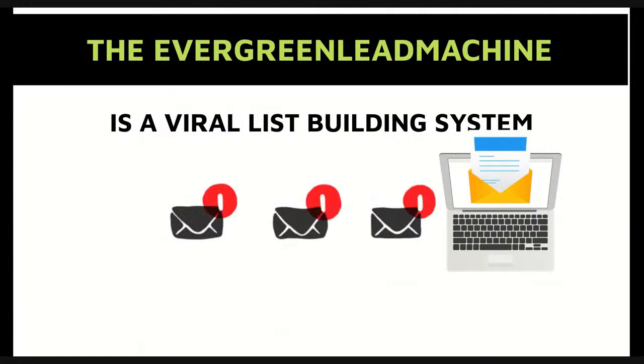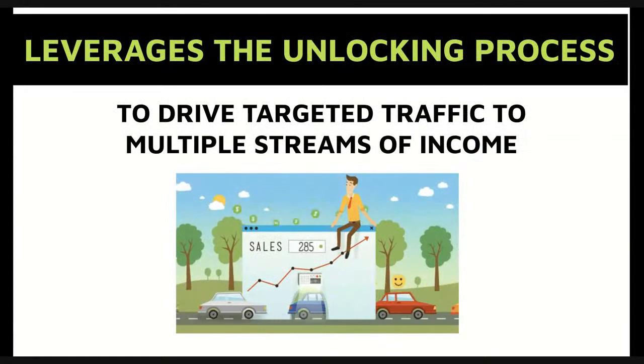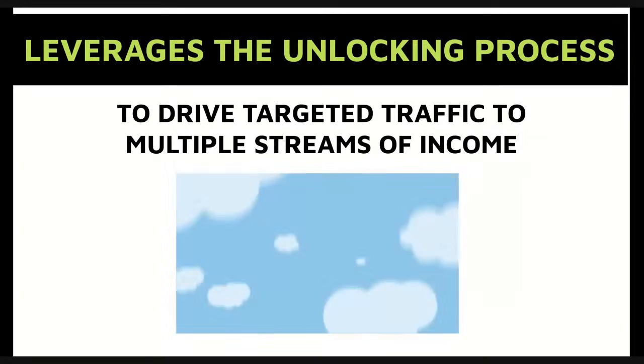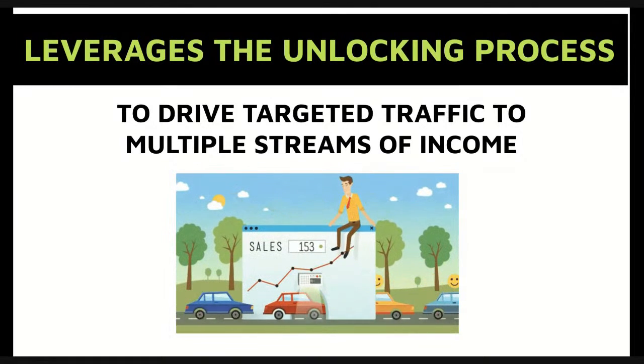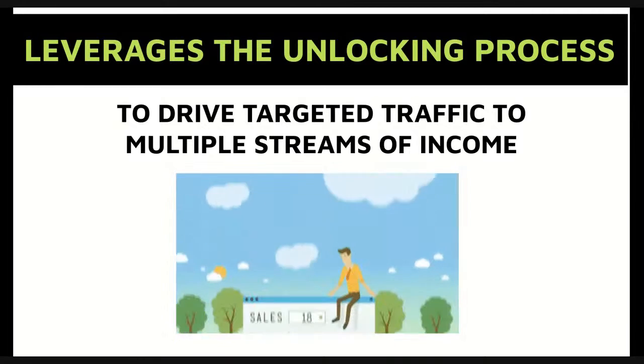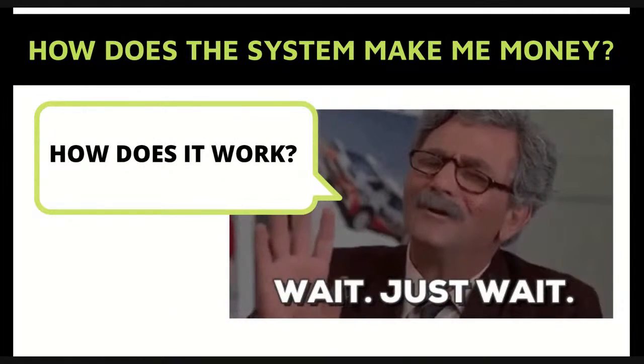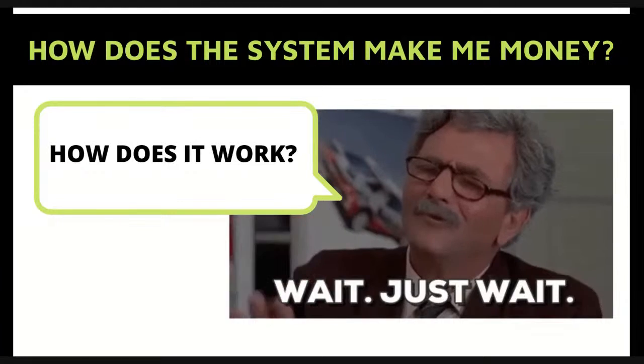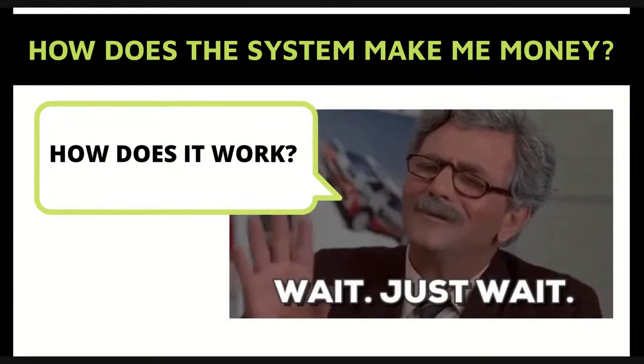And the Evergreen Lead Machine basically is a viral list building system that is designed to help you build an email marketing list in the make money online space and help you earn additional income from that through affiliate marketing. Now, it leverages the unlocking process so that when you drive targeted traffic, which we will provide for you within the system, to the multiple streams of income, you'll notice that you do have a little bit of leverage there. And of course, you're probably kind of curious here. In this case, how does the system make you money? How does it all really work? So let's dive into that in just a moment.